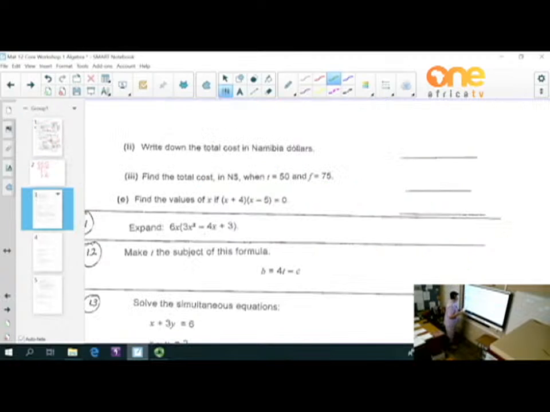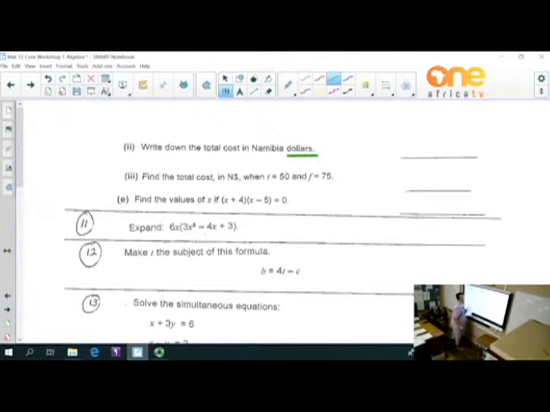Right. Let's look at the next page. It's still part of that question. Now they say, write the cost in dollars. We know that there's 100 cents in a dollar. So we're just going to take that 8T plus 3F and divide it by 100. That's how we're going to change it to dollars.